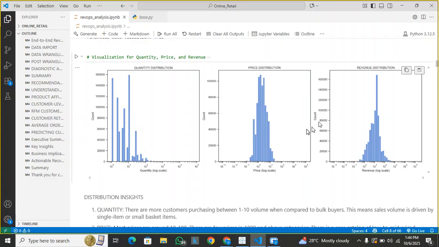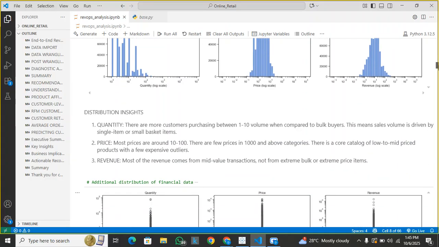I have the distribution of the quantity, price, and revenue columns, which are my numerical columns. For quantity, the distribution shows that most customers purchase 1 to 2 units, compared to bulk buyers. These bulk buyers are not many compared to customers that buy from 1 to 10 units. So this means that volume is driven by single item or small basket items.